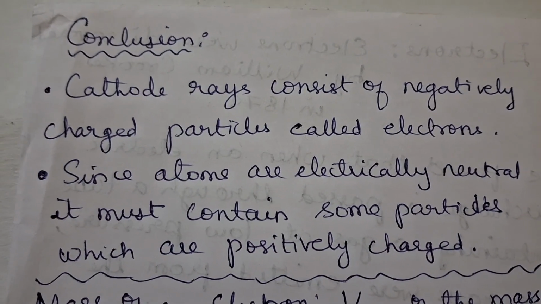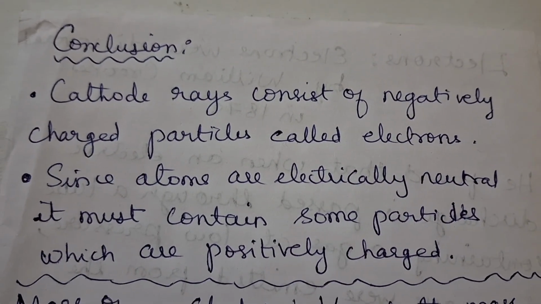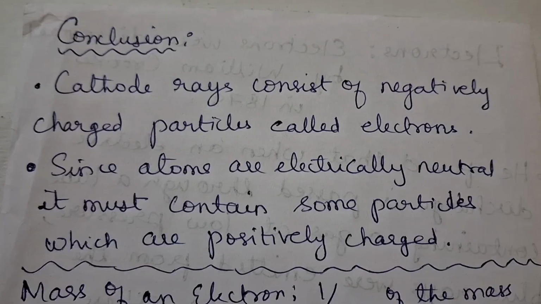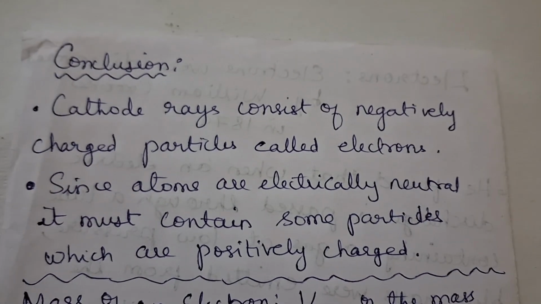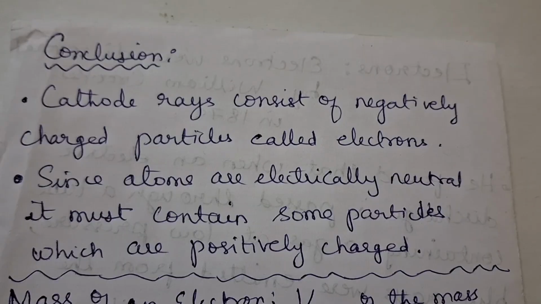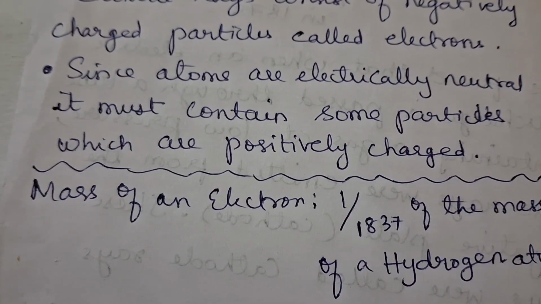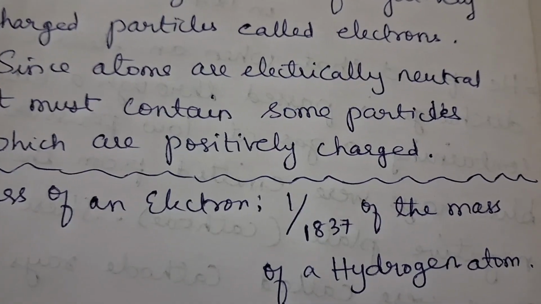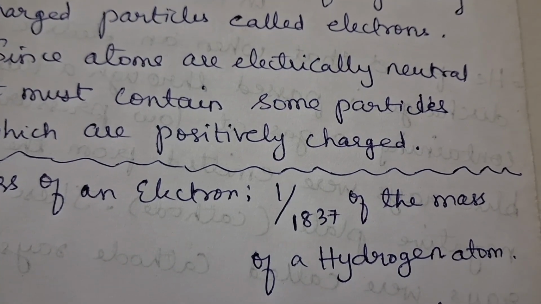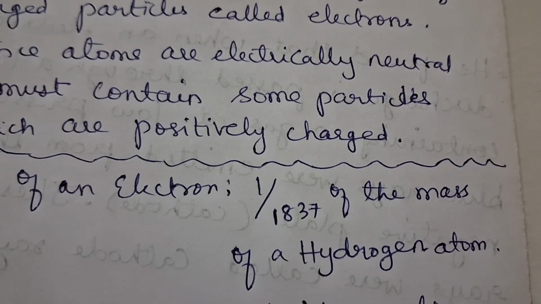From these properties, the conclusion is that cathode rays consist of negatively charged particles called electrons. Since atoms are electrically neutral, they must contain some particles which are positively charged. The mass of an electron is 1 by 1837 of the mass of a hydrogen atom.